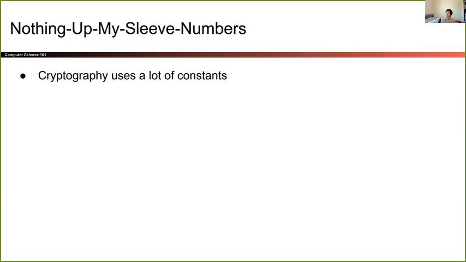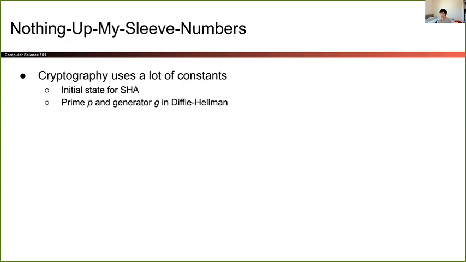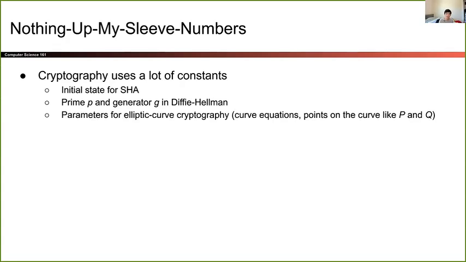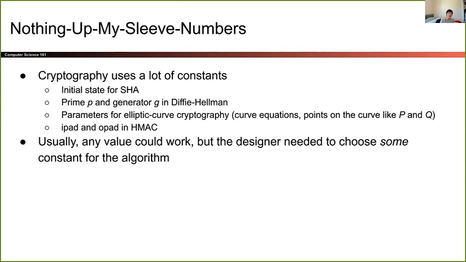The idea here is that cryptography uses a lot of constants. For something like SHA, there's some initial state that's just there to introduce some ones into the mix. For Diffie-Hellman, we had to have that prime number P and generator G, and those numbers have to be chosen somewhere. And for elliptic curve cryptography, you also need to deal with starting points on the curve just so that you have some numbers to work with. For the HMAC, we had the ipad and the opad, and those are also constants as part of the algorithm. And the idea is that even though any value could work, the designer had to choose some constant in there.